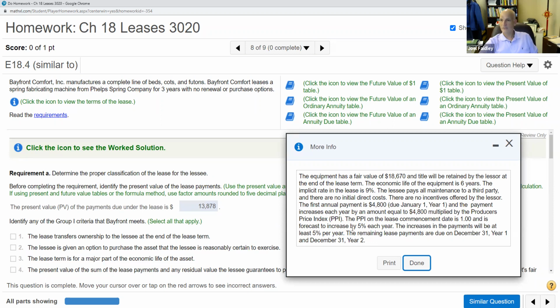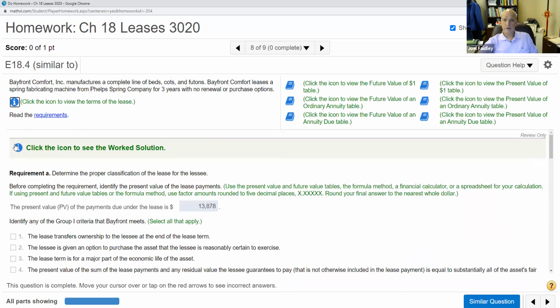It's not just $4,800. It's $4,800 the first year, then $4,800 times 1.05 the second year, and then whatever that is times 1.05 for the third year. The increase in the payments will be at least 5% per year. Annual payments are December 31, year 1, December 31, year 2. So this is a 3-year deal, isn't it? All right, so there's our present value.